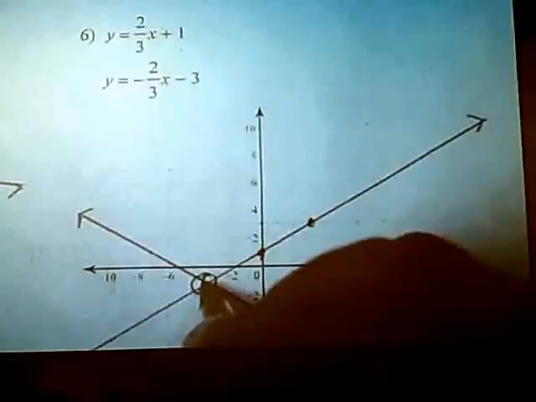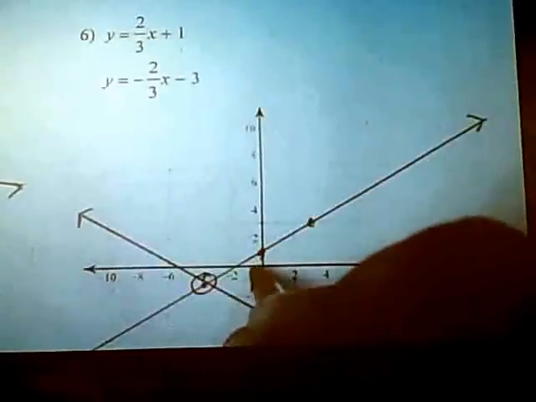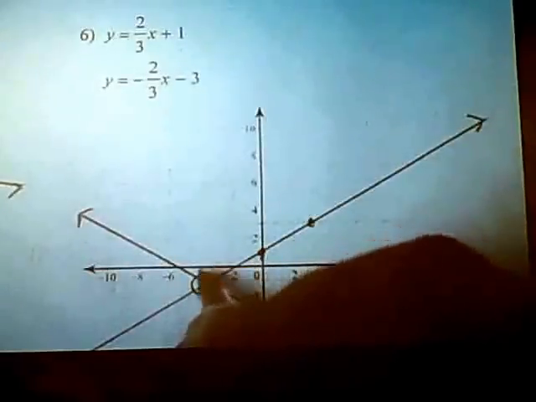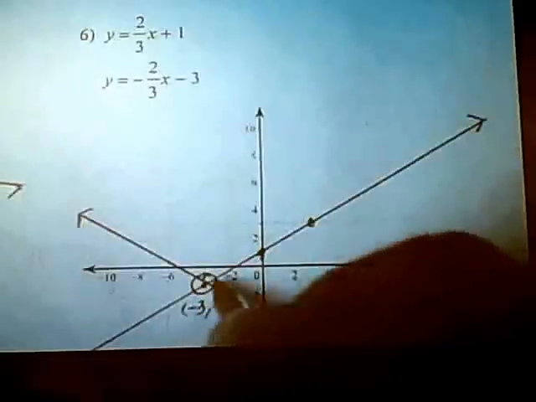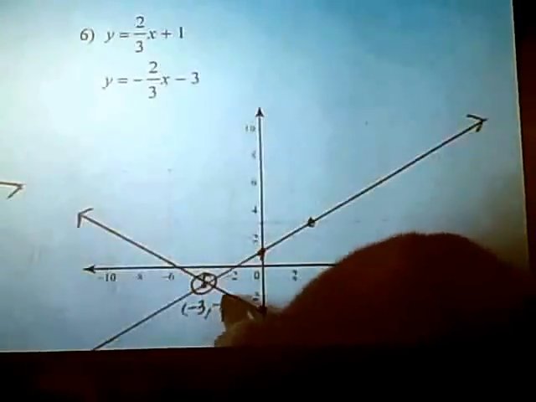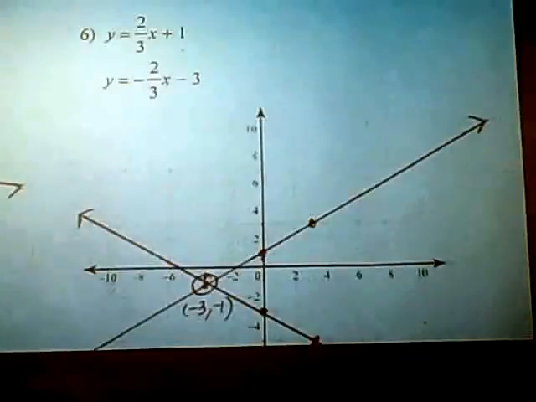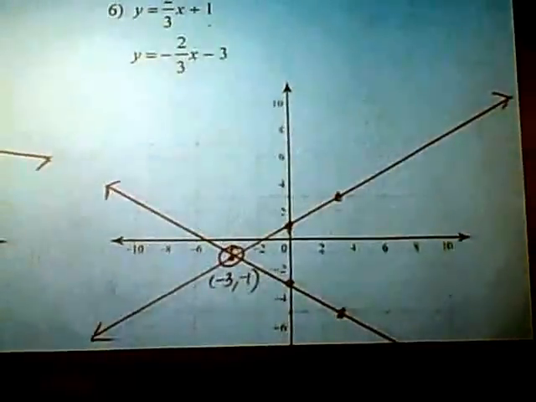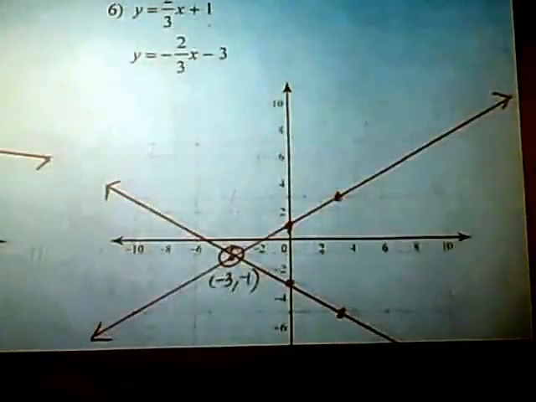And if we look, again, I think it's off a little bit, but it should be over 1, 2, 3. It's over -3, and then down -1. So our solution would be -3, comma, -1. Again, I think that the drawing or the picture's off just a little bit, but that's what it is. That's why, again, I'm going to repeat myself, bring that graph paper tomorrow. All right, 2 more examples and then we're done.